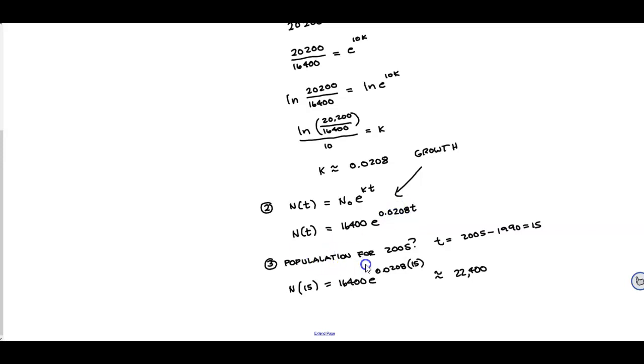Now let's say if we wanted to find the population for 2005. Then what we're going to do is we're going to take 2005 and subtract the initial year, which is 1990, to give us 15. So we're going to find N of 15. We're going to plug it into our function now, which is going to be 16,400 e to the 0.0208 times 15, which approximately gives us 22,400 as far as the population is concerned. And this is rounded to the nearest hundred.